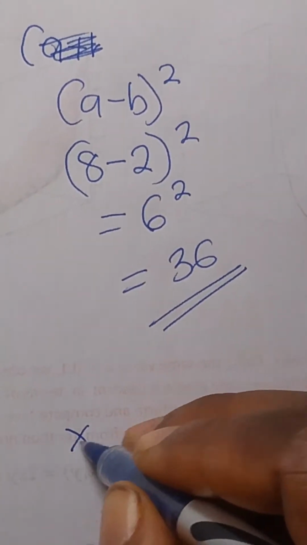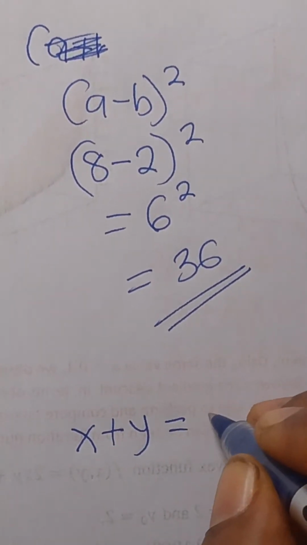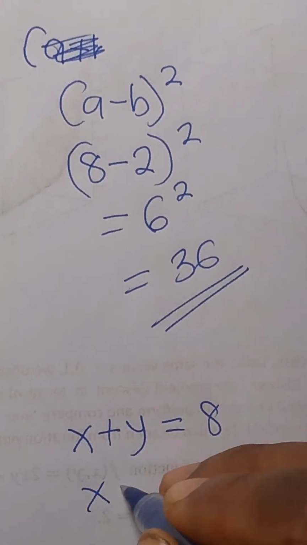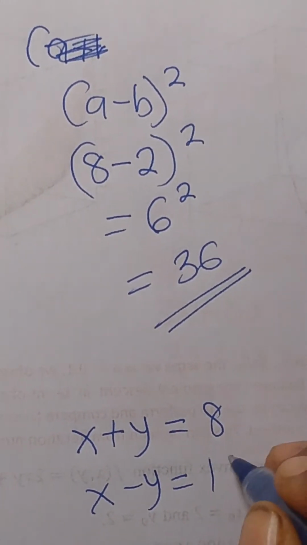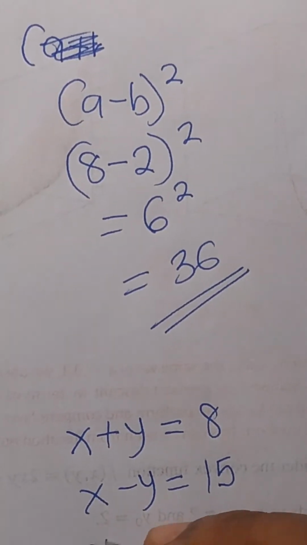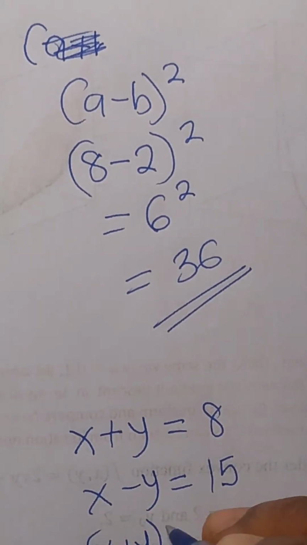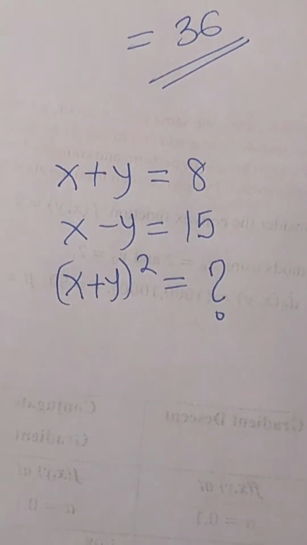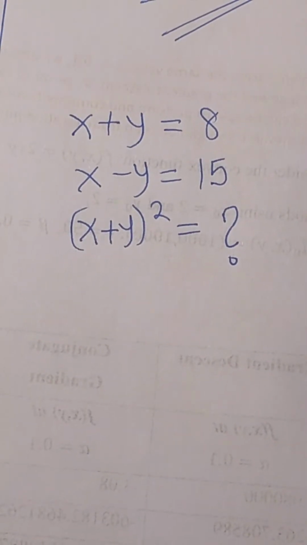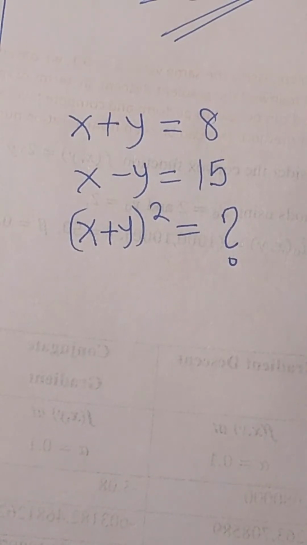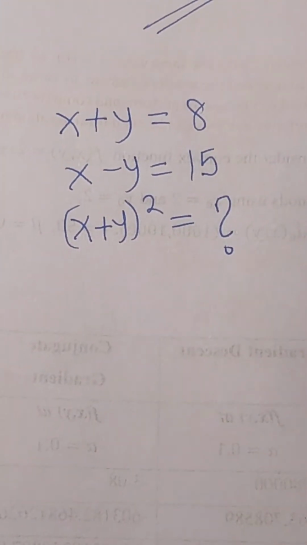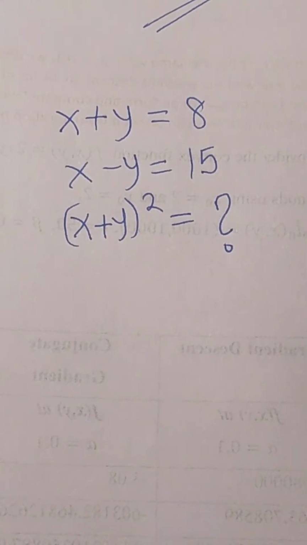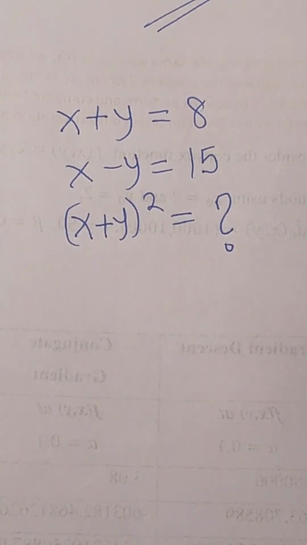We have x plus y equal to 8 and x minus y is equal to 15. All right, so we are asked (x plus y) all squared is equal to what? x plus y is equal to 8. x minus y is equal to 15. (x plus y) square is equal to what? All right, so this is the question we are solving now. Solve. This should be very fast. You should solve this one fast. Very fast.